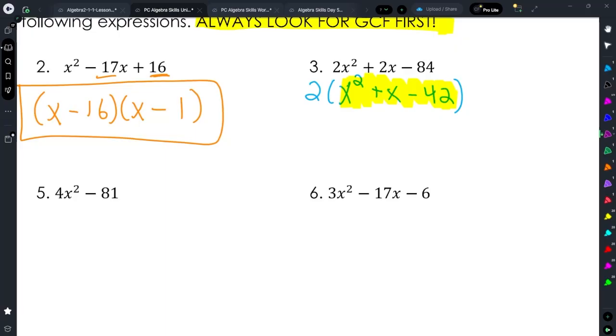Two numbers that multiply to negative 42 but add to positive 1. That's going to be x minus 7 and x plus 7 and negative 6. And then we have to remember that 2 that we factored out at the beginning. 7 plus negative 6 is positive 1, and 7 times negative 6 is negative 42.